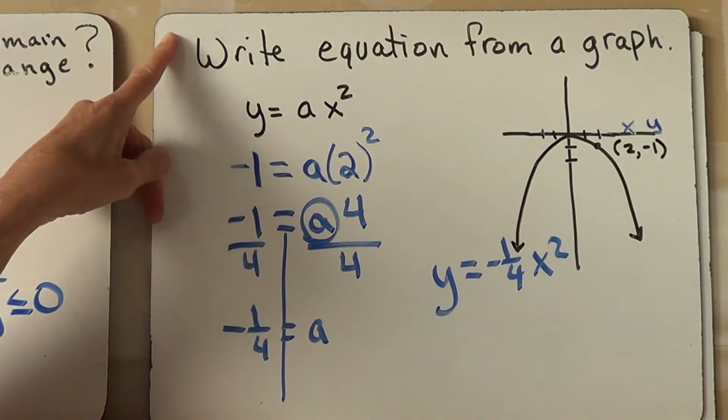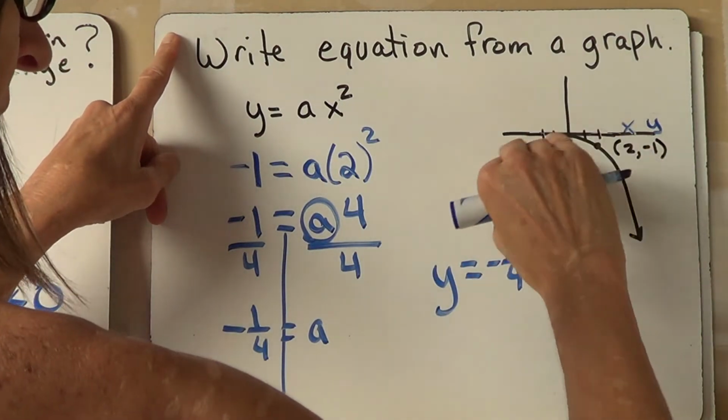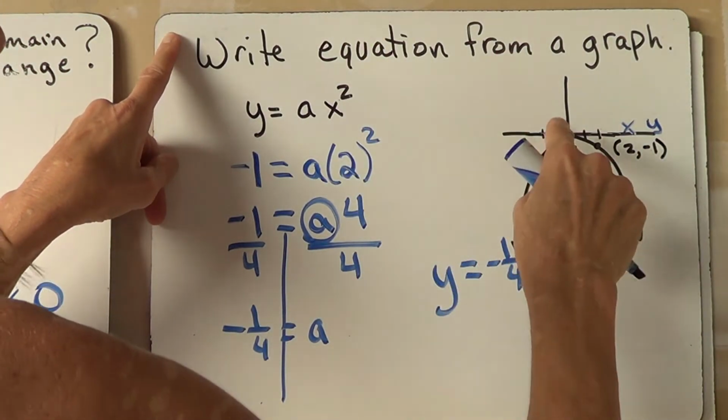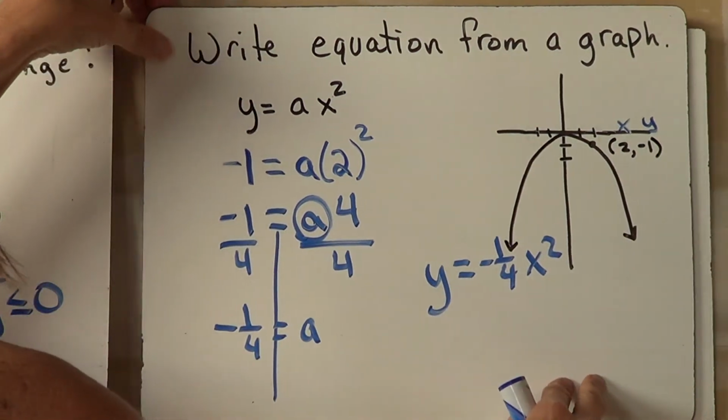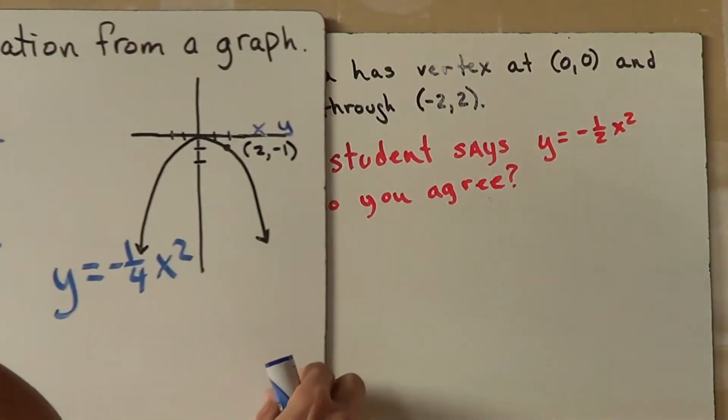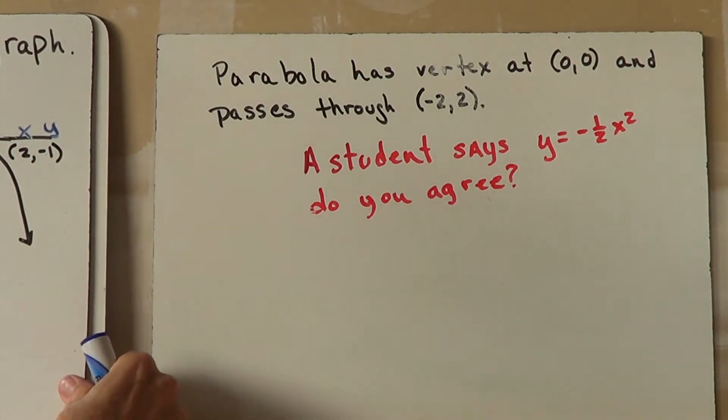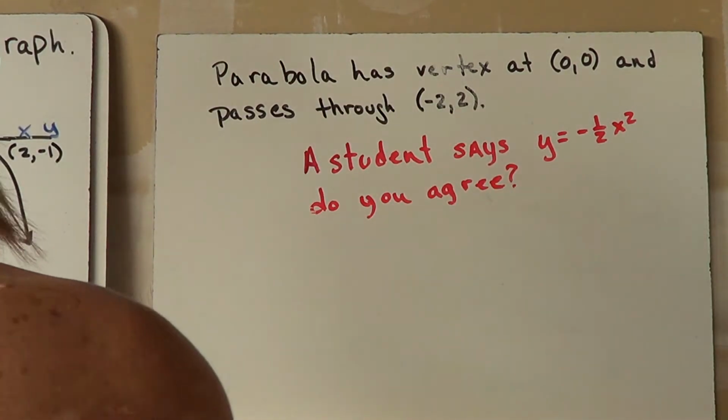Does that make sense? Well, it does look like it's a little bit wide there. It also appears to be upside down, so the negative does make sense. Remember, math always makes sense. If it doesn't, then we need to talk some more.